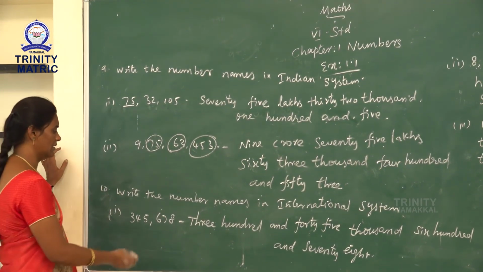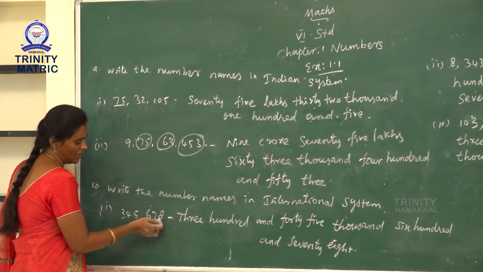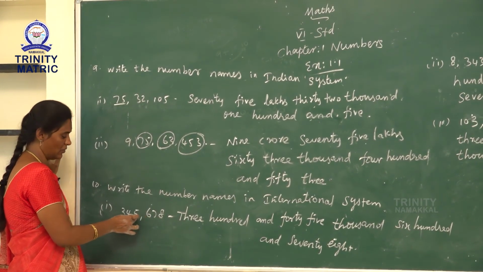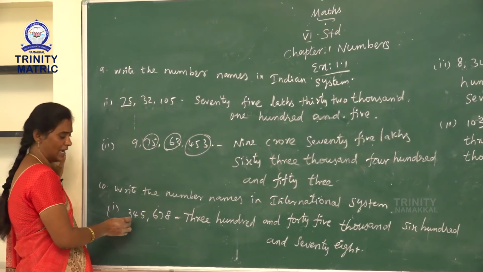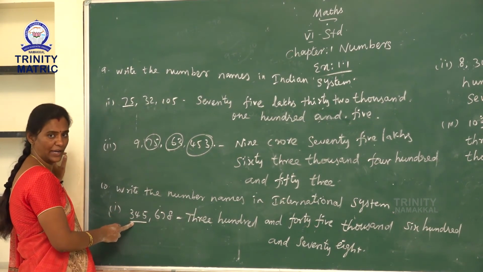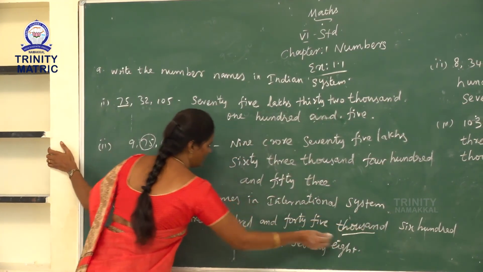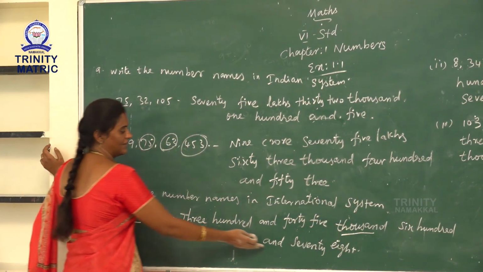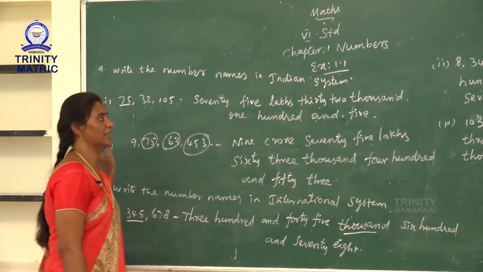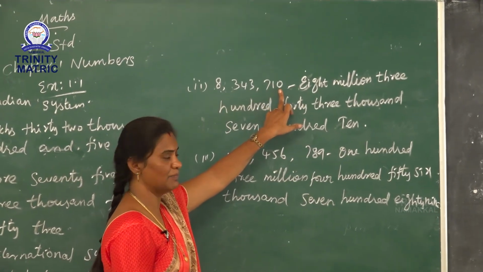Next, write the number names in the international system. Here the number is given in the international system: ones, tens, hundreds, 1,000, 10,000, 100,000. In the thousands place we have 345. So the number is 345,678.